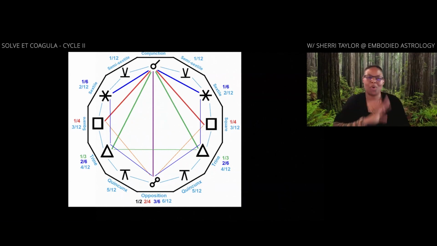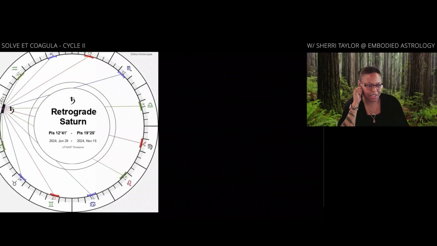Again, all of this watery fluidity, the bringing together of disparate things, the way that water connects, let's bring that to how we think about aspects, and what this transit might offer you. And so here's where we are.